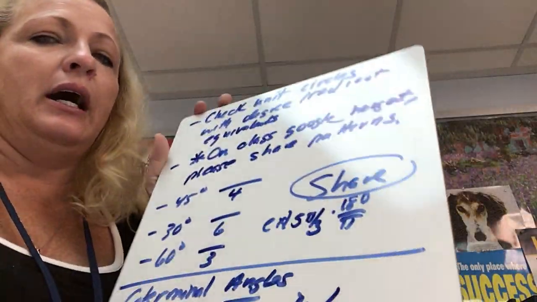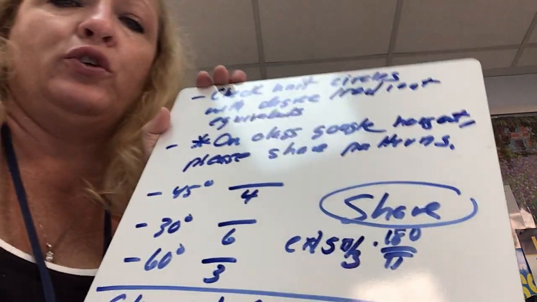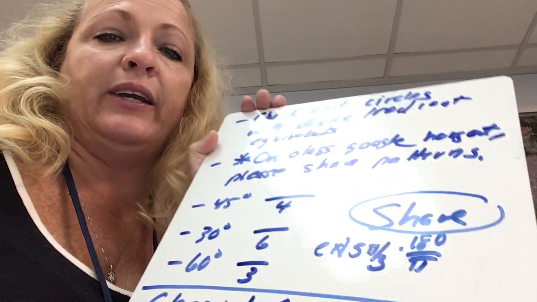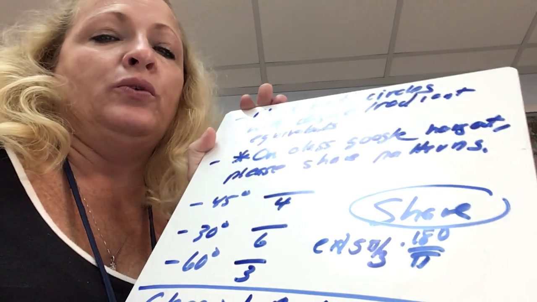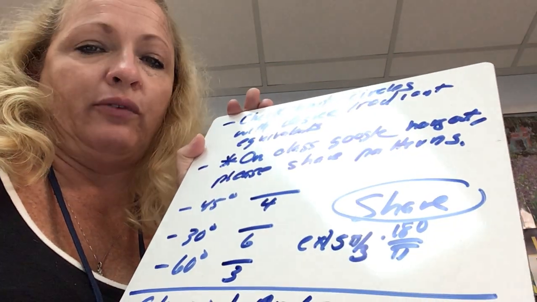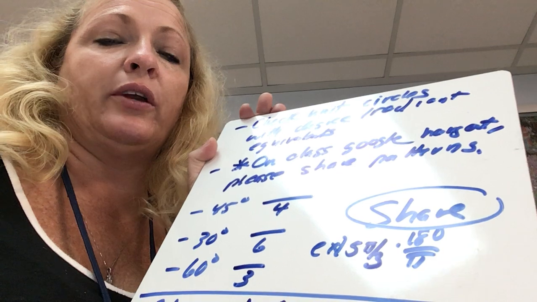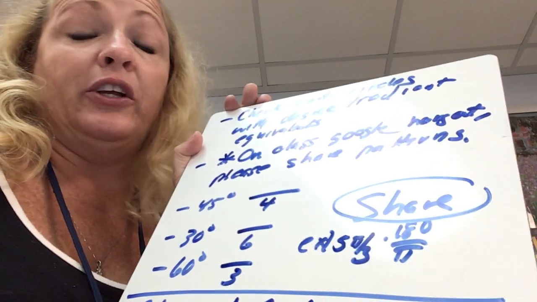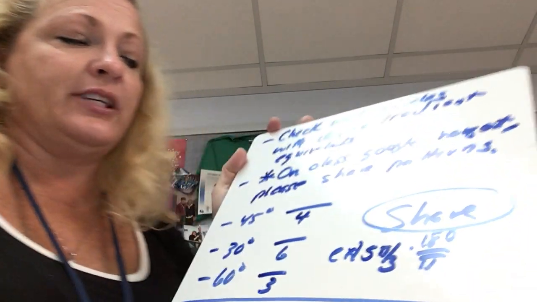So we're on day 2 of trig, and I want to make sure that you check your unit circles with your degree and radian equivalents. You need to study those and look for patterns. You have to be able to convert back and forth pretty quickly. I suggest looking for patterns.